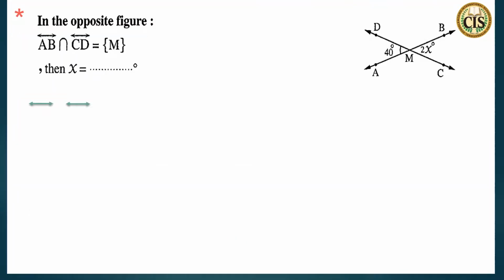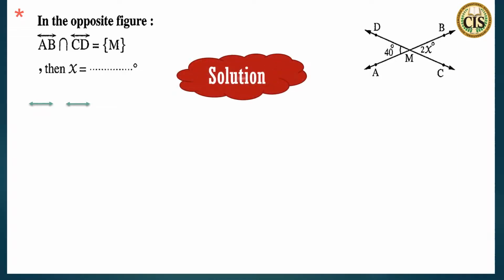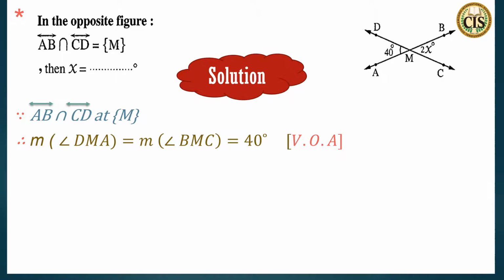In the opposite figure, the two straight lines AB and CD intersect at M, then the value of x equals what? Solution. How to solve this question? Before, we studied that if I have two straight lines that intersect, then I have two vertically opposite angles. So since the two straight lines AB and CD intersect at M, then measure angle DMA equals the measure of angle BMC, equals 40 degrees, as vertically opposite angles. Then measure angle BMC equals 40 degrees.